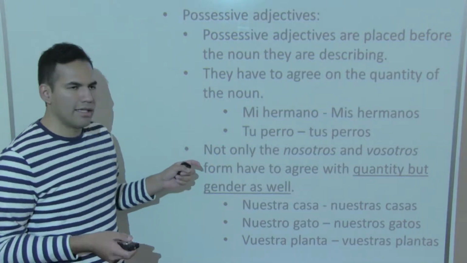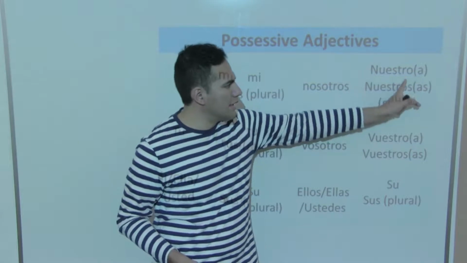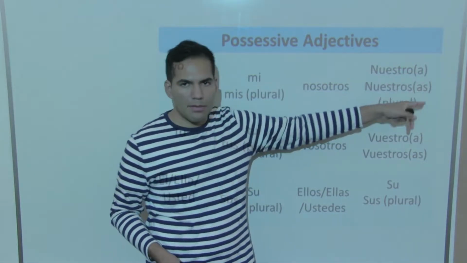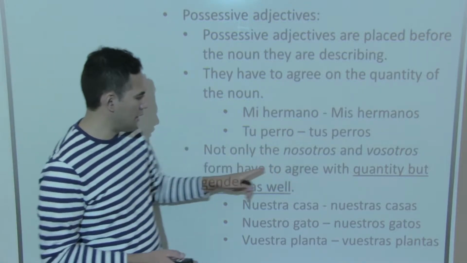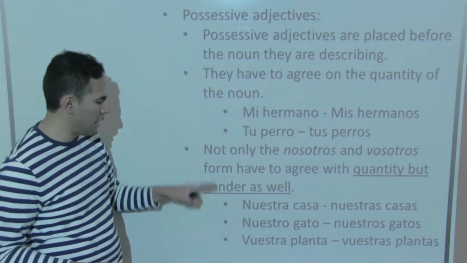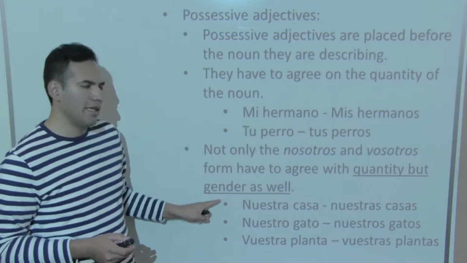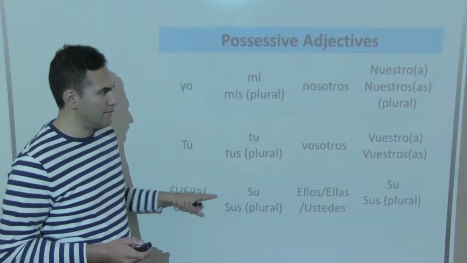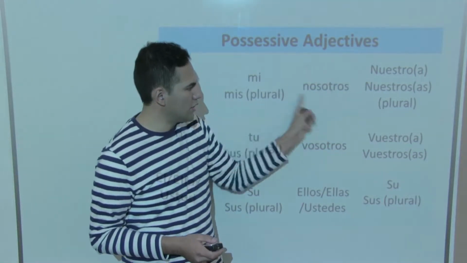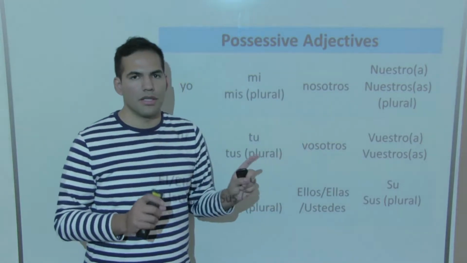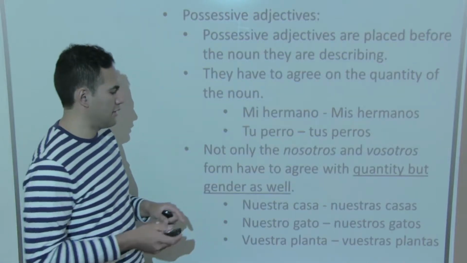And the note that I told you regarding nuestro, how it changes from masculine to feminine depending on the gender. So here it is. Not only do the nosotros and vosotros forms have to agree with quantity, but gender as well. They have to agree with the quantity, but remember, they have to agree with the gender as well. But remember, the nosotros and vosotros are the only ones that agree with gender. Those are the only ones.